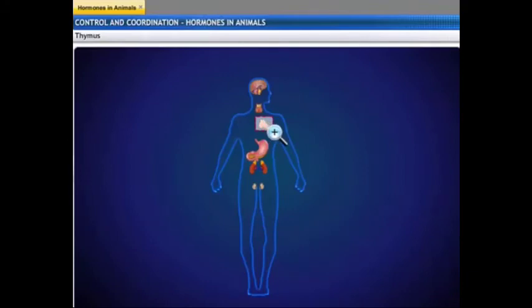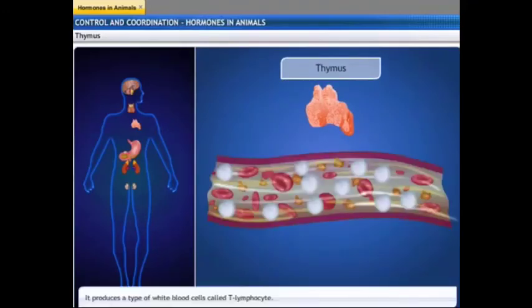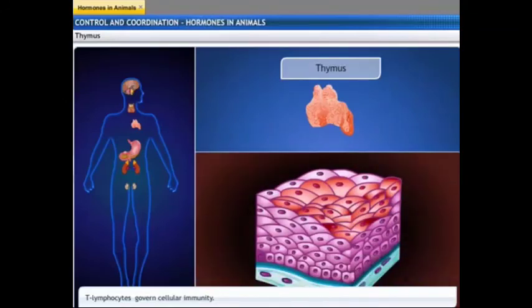The thymus is located in front of the heart in the upper part of the sternum. The thymus possesses a type of white blood cells known as T lymphocytes. These T lymphocytes govern cellular immunity, which means they help cells recognize and destroy invading bacteria, virus, abnormal cell growth such as cancer, and foreign tissue.